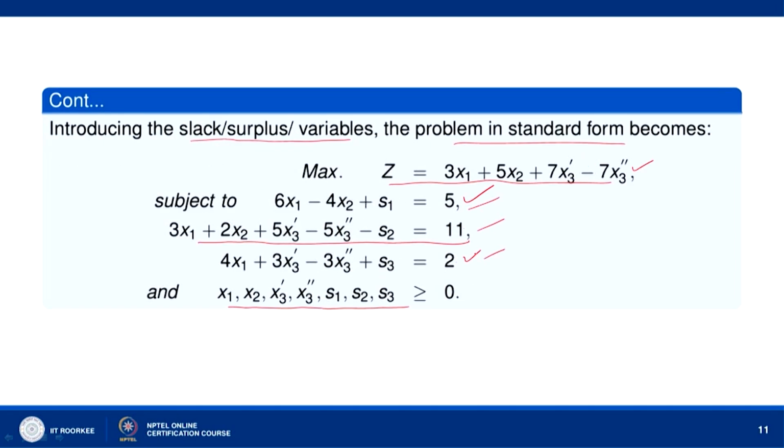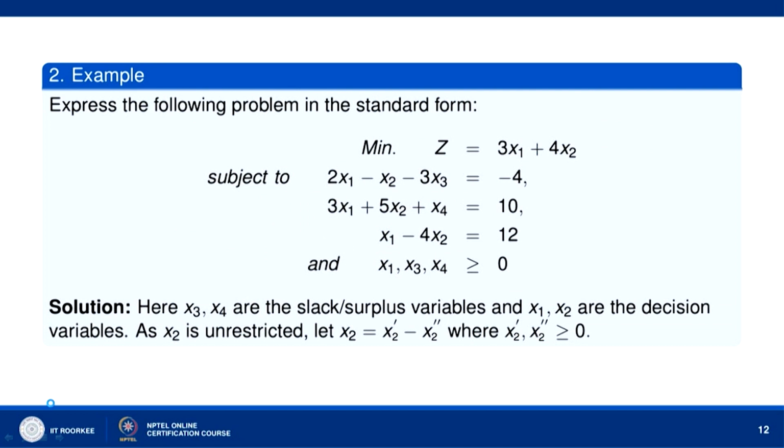So, this is the standard form of the LPP. Now, let us consider another example where we have to minimize the objective function z equal to 3 x 1 plus 4 x 2, and we are given the constraints in the form of equations: 2 x 1 minus x 2 minus 3 x 3 equal to minus 4, 3 x 1 plus 5 x 2 plus x 4 equal to 10, x 1 minus 4 x 2 equal to 12, and x 1, x 3, x 4 greater than or equal to 0.